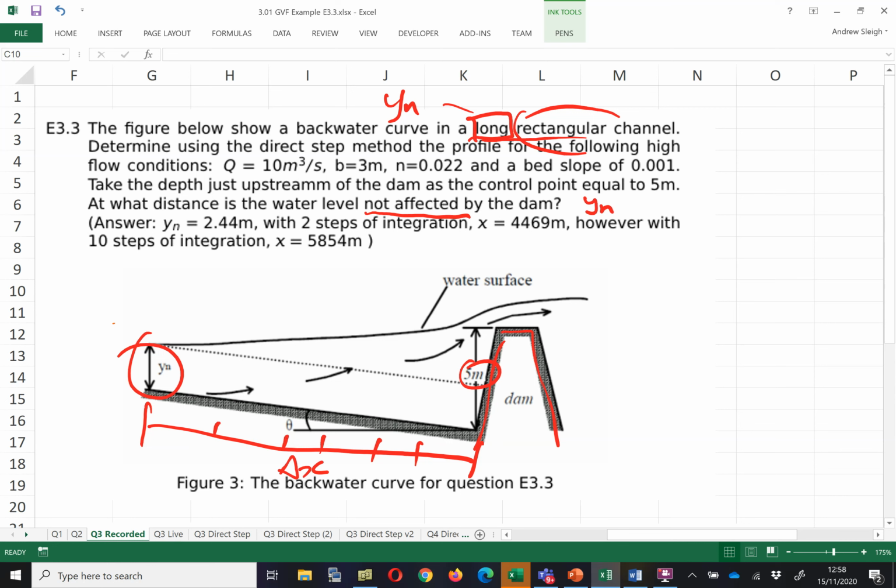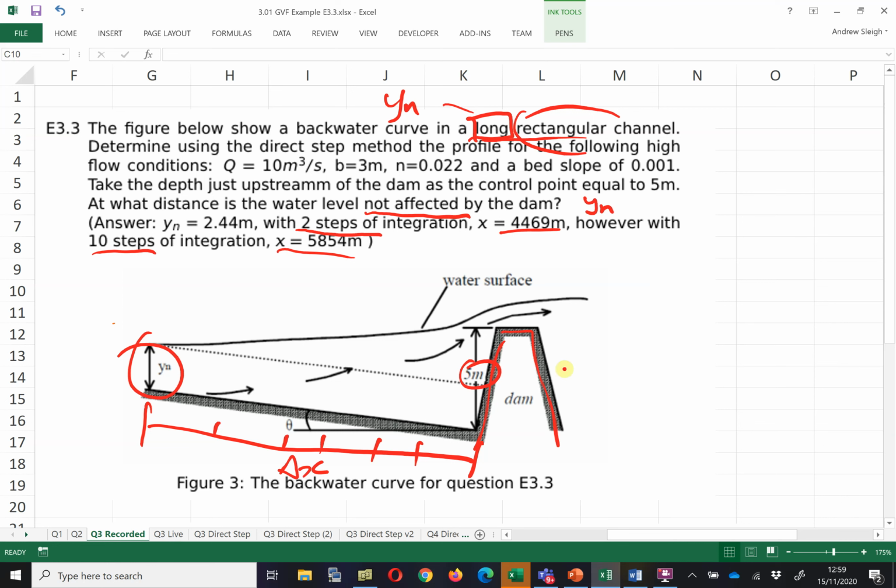Now, what it doesn't tell you in the question is how many delta x values to use, but it does tell you in the answer how many. It says 2 steps of integration, and that's really meant for a hand calculation. However, with 2 steps you'll get that number, about 4.5 kilometers. However, with 10 steps of integration we'll get nearly 6. So clearly 2 steps is not sufficiently accurate. But what we're going to do is build an Excel sheet where we'll have 10 steps of integration.